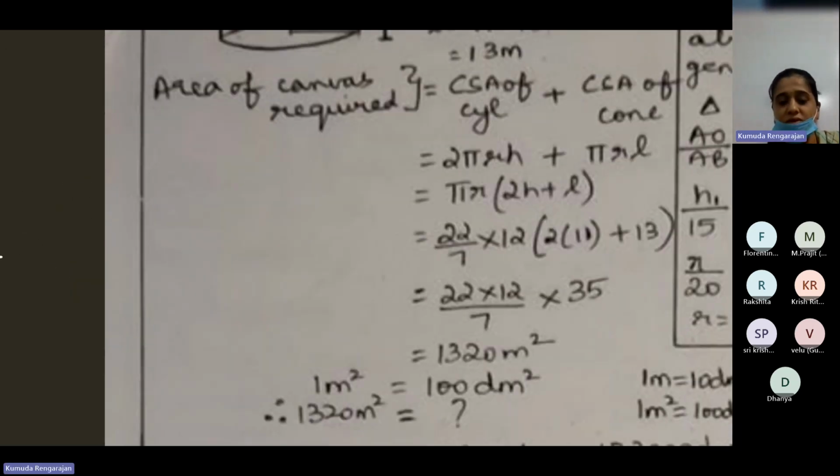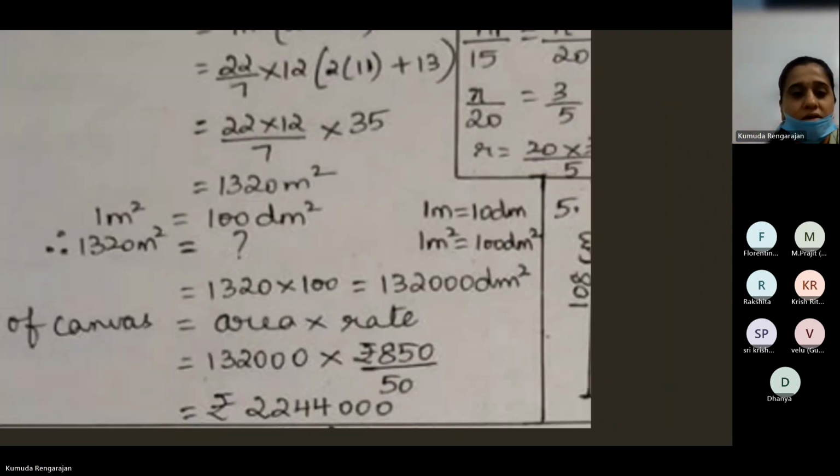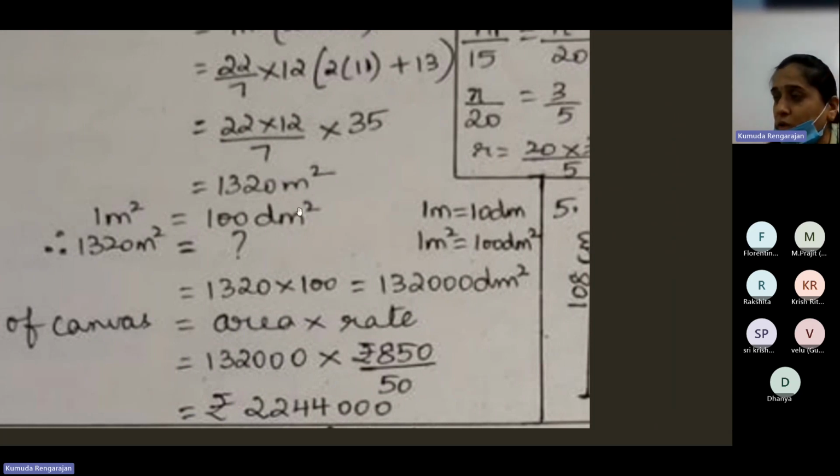So that part you can work out. It will be 1320 into 10 into 10. 1320 meter square is 1320 into 10 into 10. Meter to decimeter, into 10. Meter square to decimeter square, another into 10. If it is meter cube to decimeter cube, into 10 into 10 into 10. So that is 1320 followed by 2 more zeros, decimeter square.